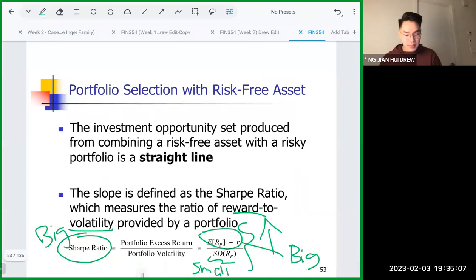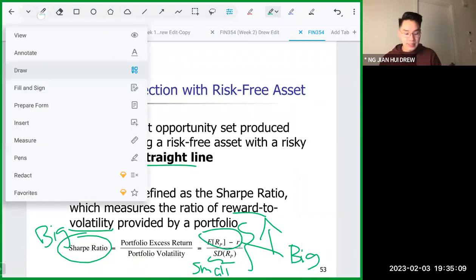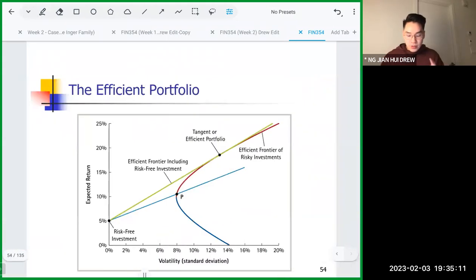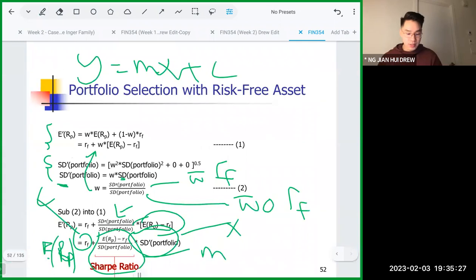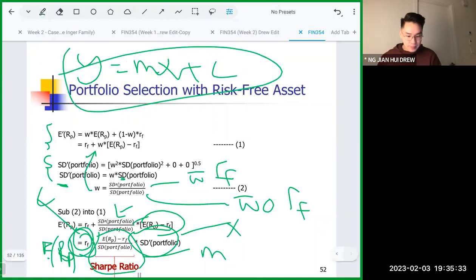And what does this mean? A straight line, okay? We'll look at the graph to understand what this means. So remember, I said Sharpe ratio is the gradient, right? And the y-intercept C is the RF, right? I'm just quickly going to flip over because it's an important concept. So your RF here is your C, right? We mentioned it because of y equals mx plus c.